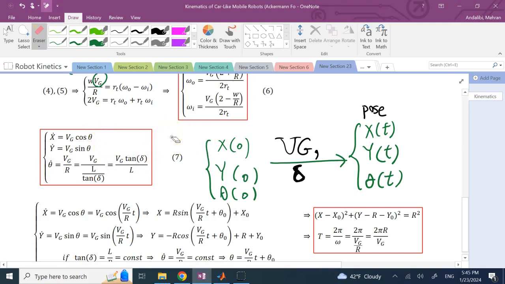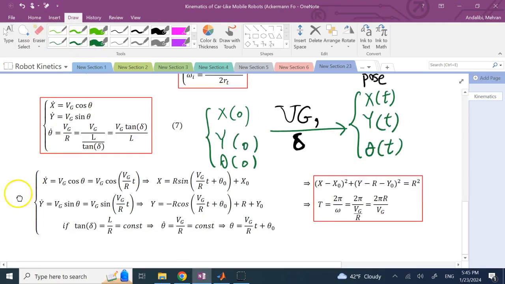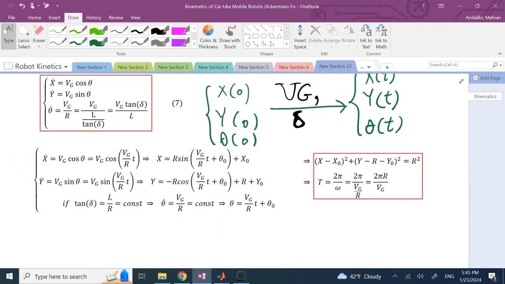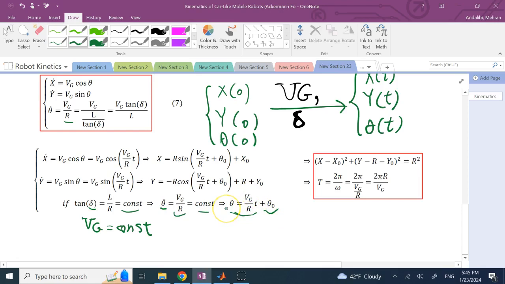Okay, if we keep them constant, what can happen? Let's take a look before we go to simulations. So here we assume that this delta is constant, or tangent of it is constant, as well as what? As well as VG. This VG is also constant. If that's the case, then your theta dot, which was VG over R, because VG is constant, R is constant, your theta dot is going to be constant. And so we integrate both sides, so theta becomes VG over R times T plus initial angle theta naught.